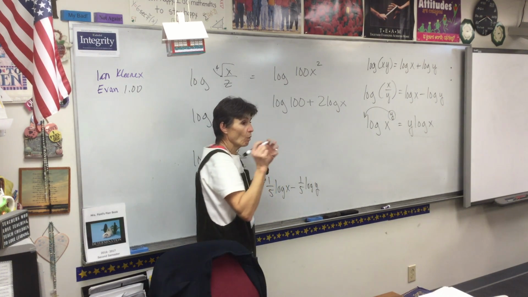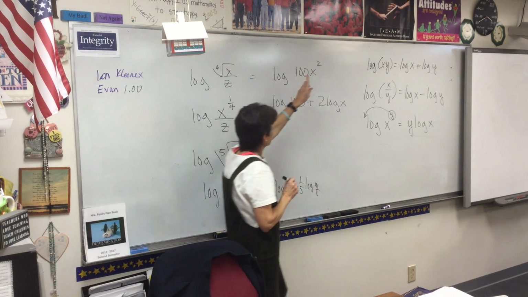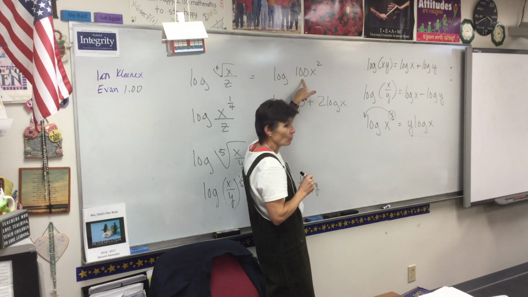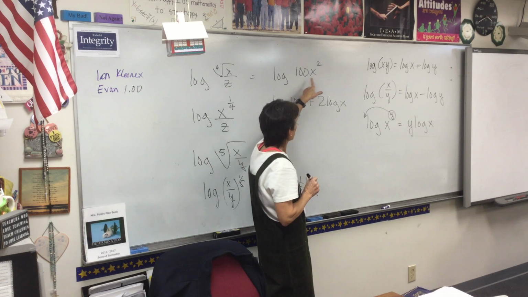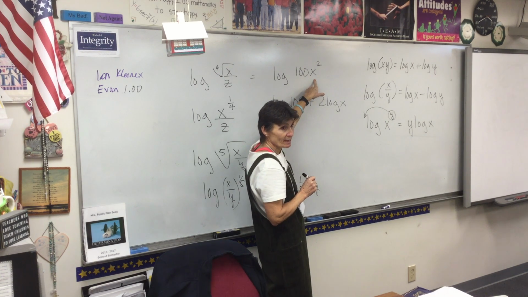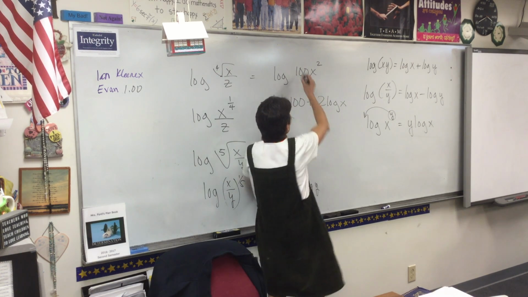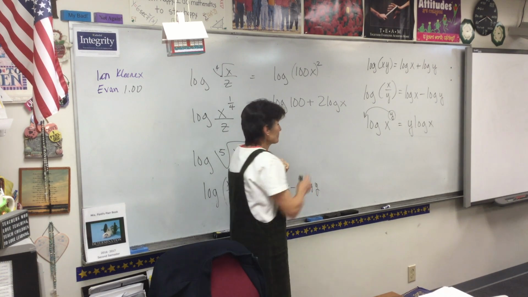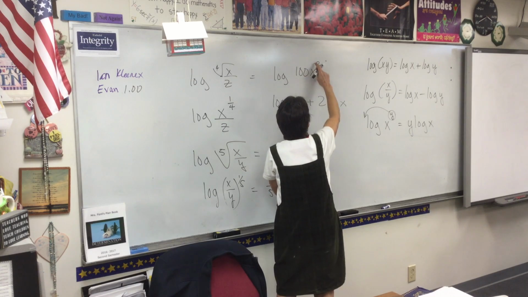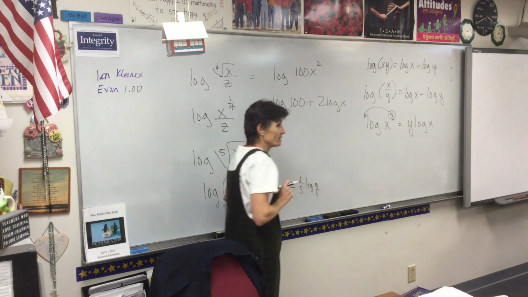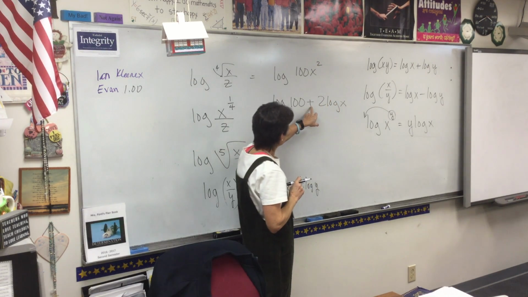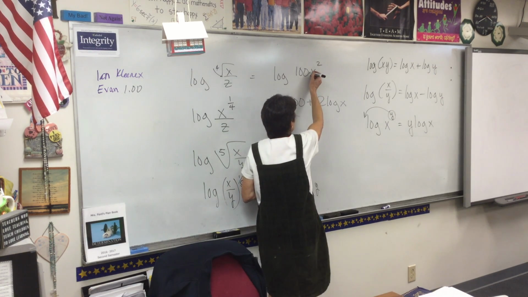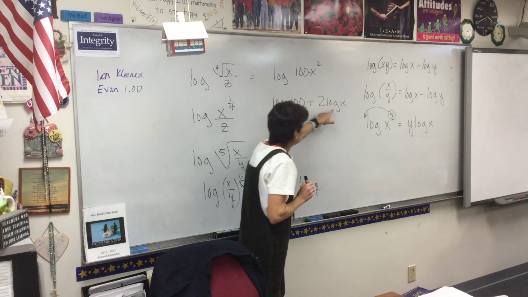Now, what I want you all to pay attention to is, see that exponent? That does not go with the 100. That only goes with the x. If we'd had parentheses, then it would go with both. But as it is, it only goes with the x. So he pulled it apart as a plus, because this is a times, and he put the 2 in front of the x.